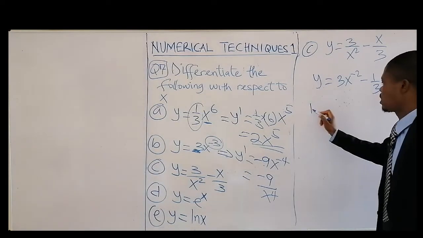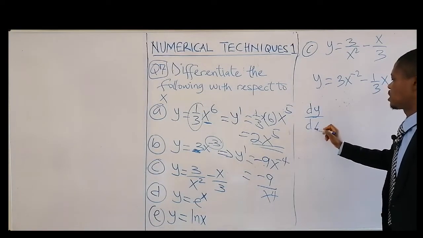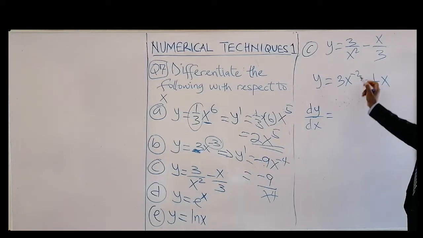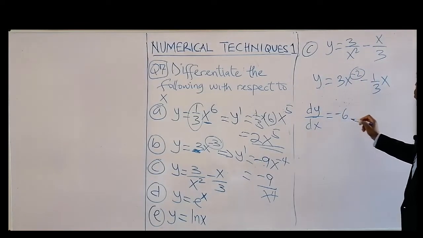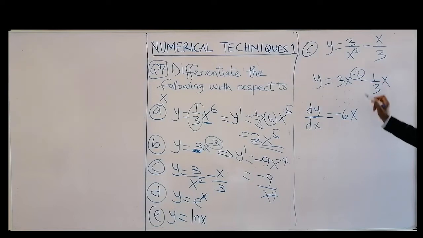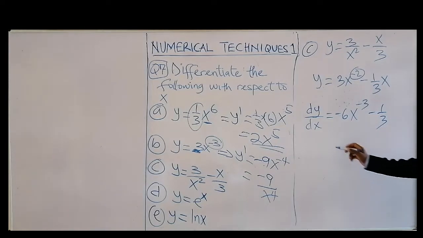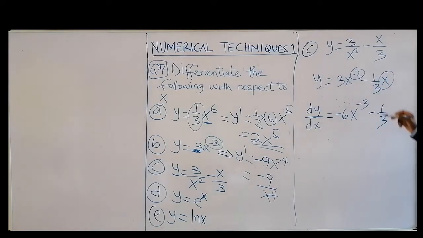Then we can get the dy/dx. That will be equal to what? Minus 2 times this one. That's minus 6. And then minus 2 minus 1, that's minus 3. Okay? Minus what? 1 over 3. When you differentiate x with respect to x, it is 1. Okay? So that's that.